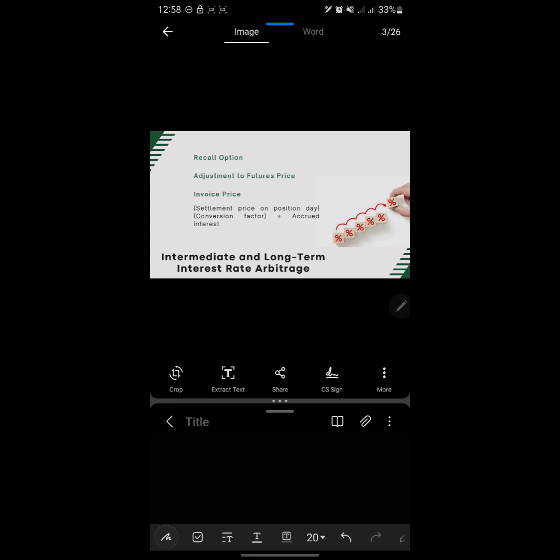So, the first formula that will be introduced is how to get the invoice price. To get the invoice price, we have to multiply the settlement price on position day to the conversion factor plus the accrued interest.